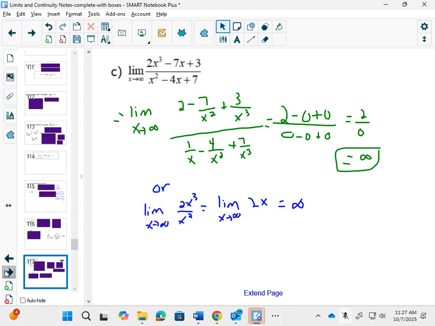But this is the easier way. Look at the highest powers. Just 2x cubed over x squared. That simplifies to just be 2x. And the limit as x goes to infinity of 2x would be positive infinity that way as well.